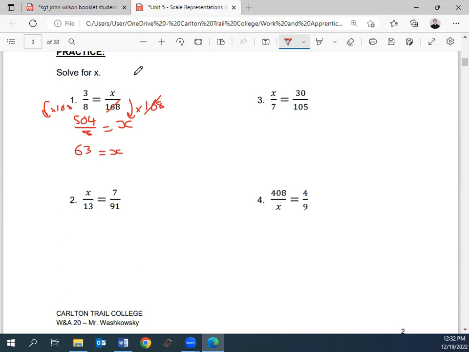So these ratios are the exact same things. I just wanted to do a quick recap of that. I'm going to give you 30 seconds to try out question 2 on your own.